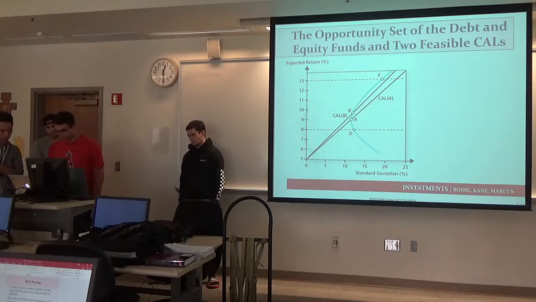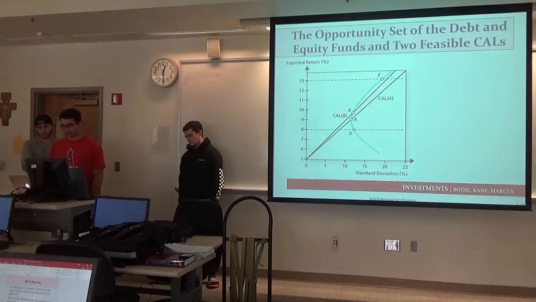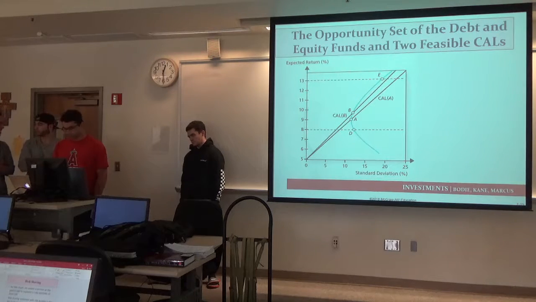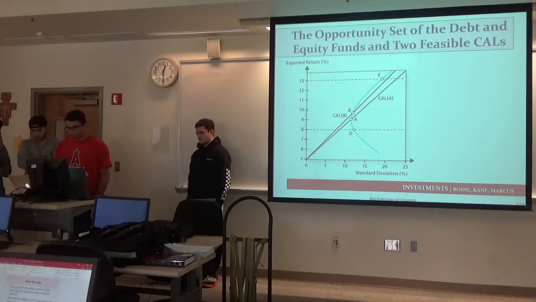Alright, so this is the opportunity set of the debt and equity funds, the two feasible CALs. So you can see the graph here. It shows portfolio A and portfolio B.